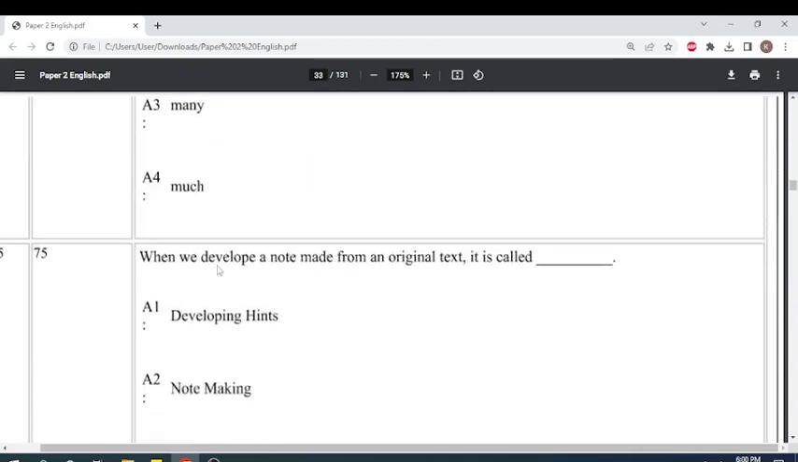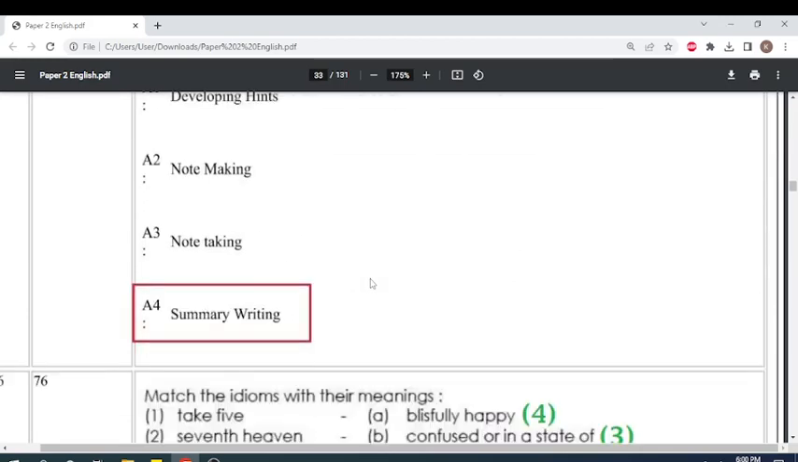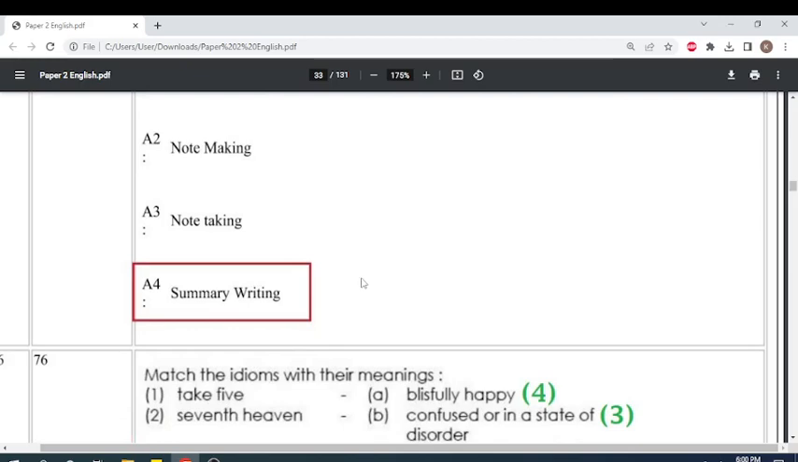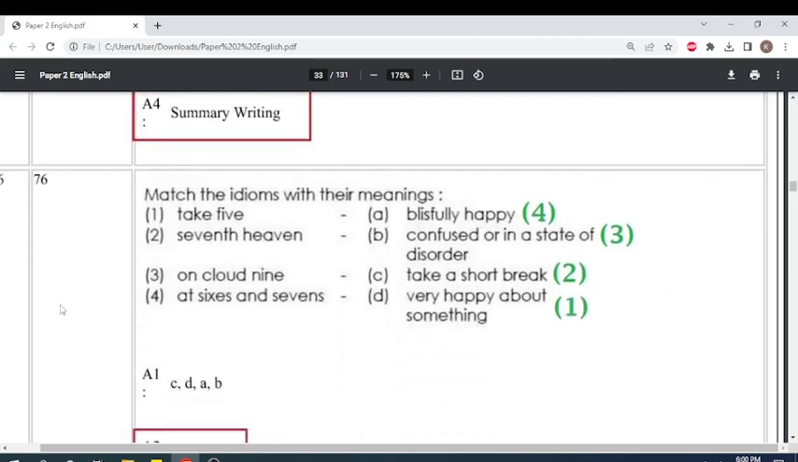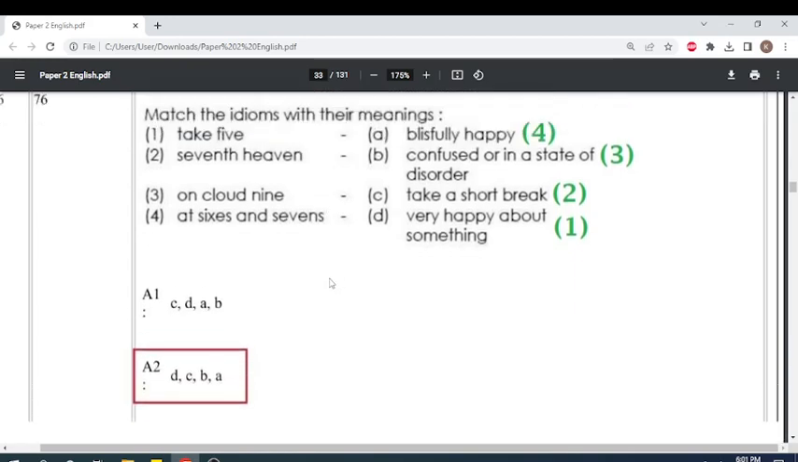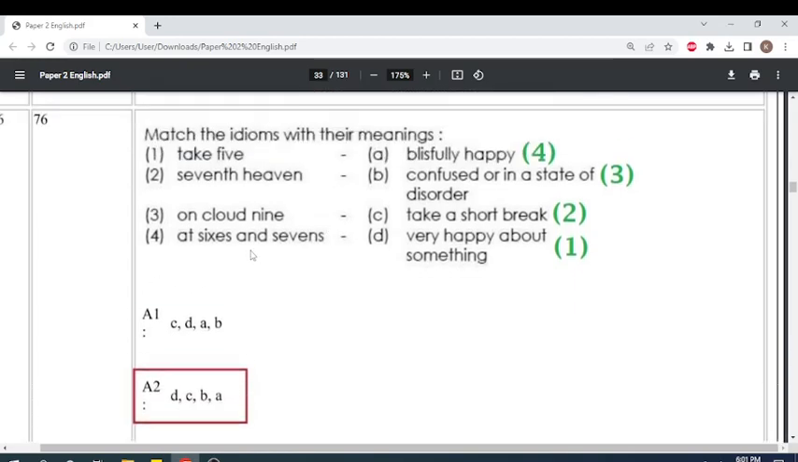75. When we develop a note made from an original text, it is called dash. Summary writing. 76. Match the idioms with their meanings. Answer A2.